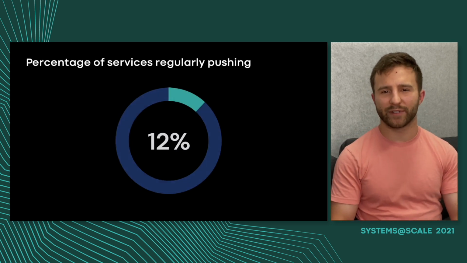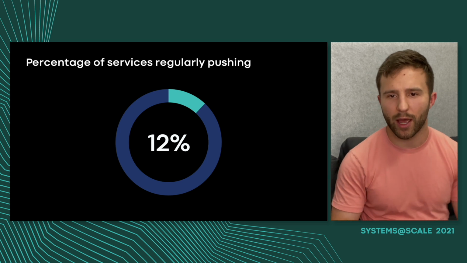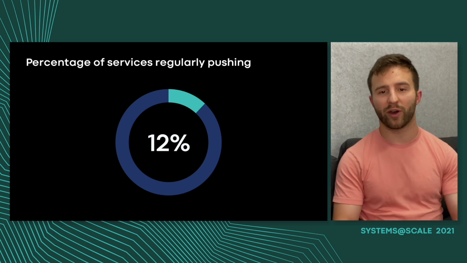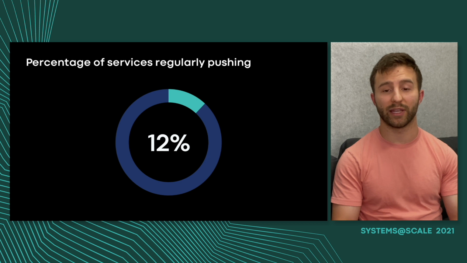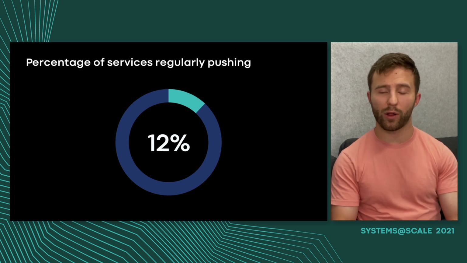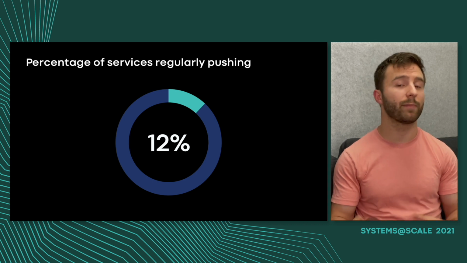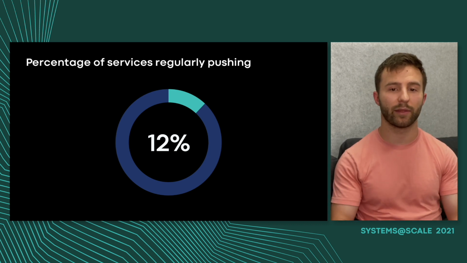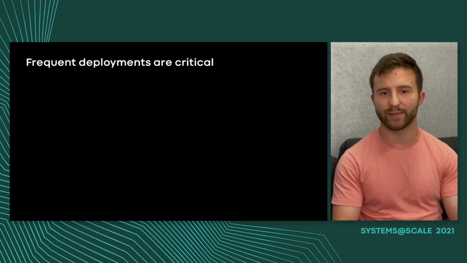But despite the best efforts of the team, in 2017, the team maintaining push found that only 12% of services were regularly being deployed. And this means that some teams might not be using the push command line tool at all, while others might be using it on an ad hoc basis, say once or twice a month. And this led to some problems at Facebook.